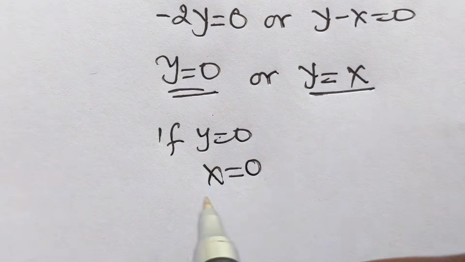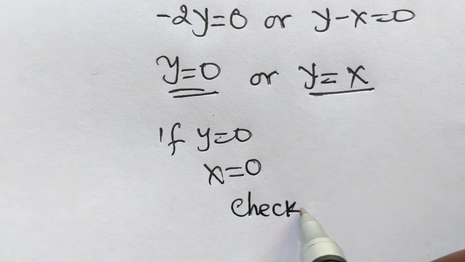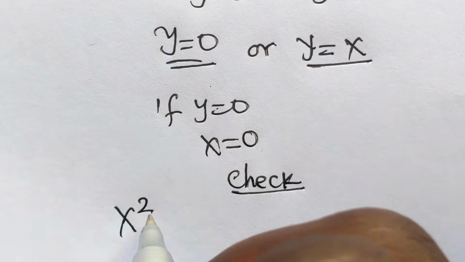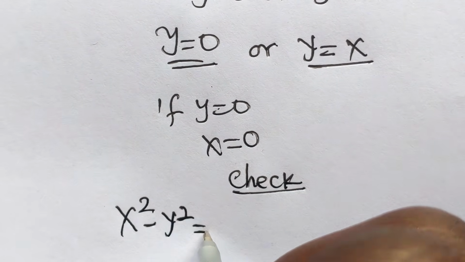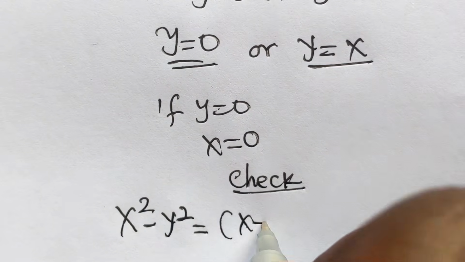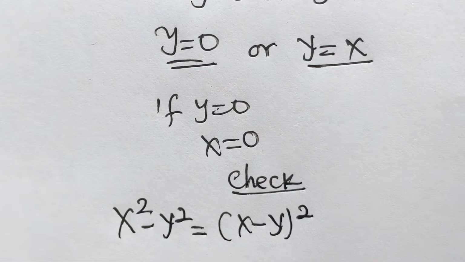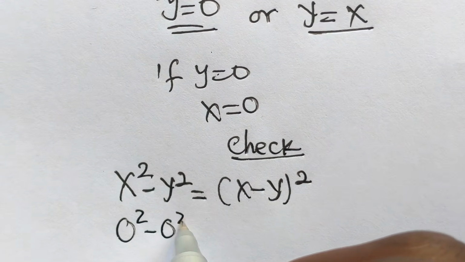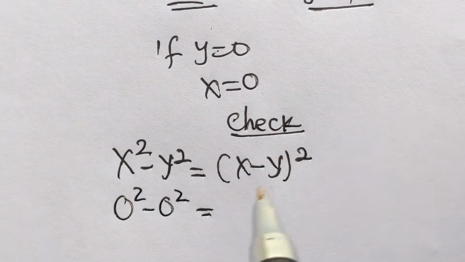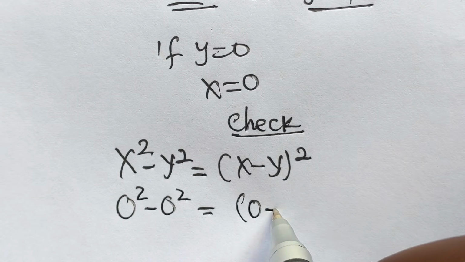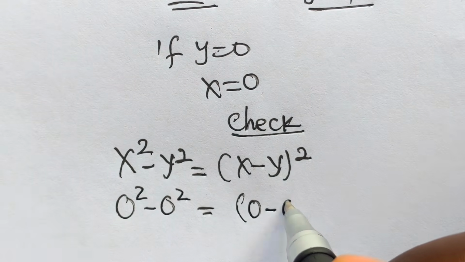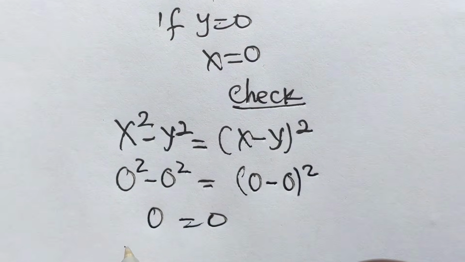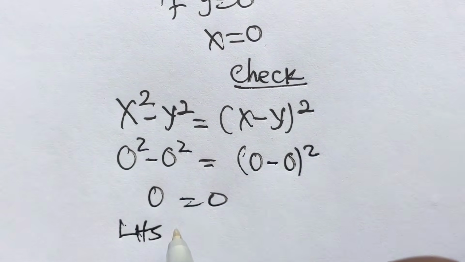And of course here I have to check if the answer is correct, because we have given x squared minus y squared is equal to (x minus y) squared. And of course this is 0 squared minus 0 squared is equal to 0 minus 0 squared. Of course this is 0 which is equal to 0. Left hand side is equal to right hand side.